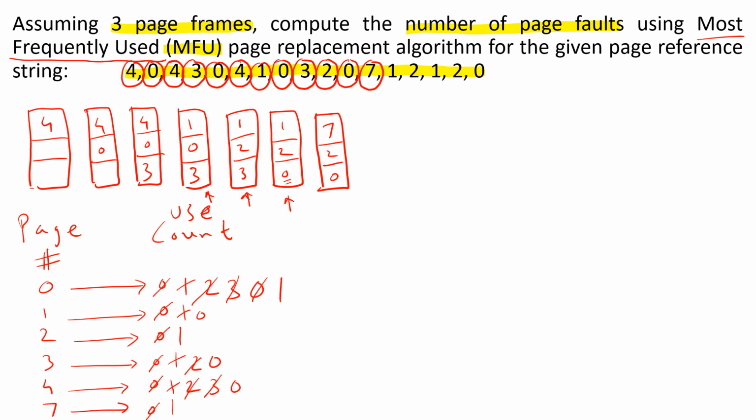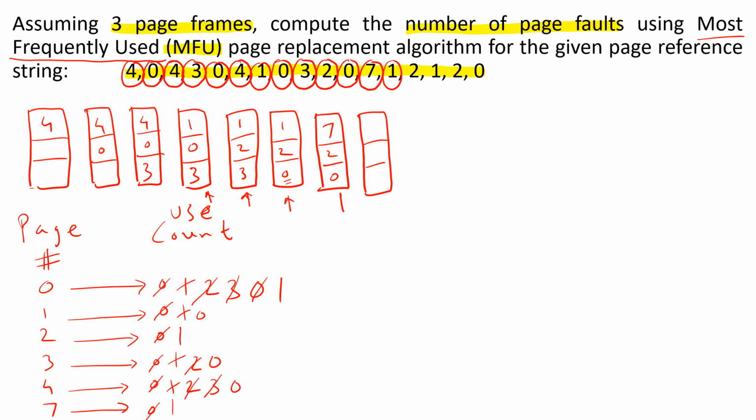Okay. Then we again need 1, right? 1 is not there in main memory, so there will be a page fault. Right? Out of 7 2 0, 7 is used once, 2 is used once, and 0 is also used once. Again, there is a tie. Again, how are you going to resolve the tie? First in, first out. FIFO.